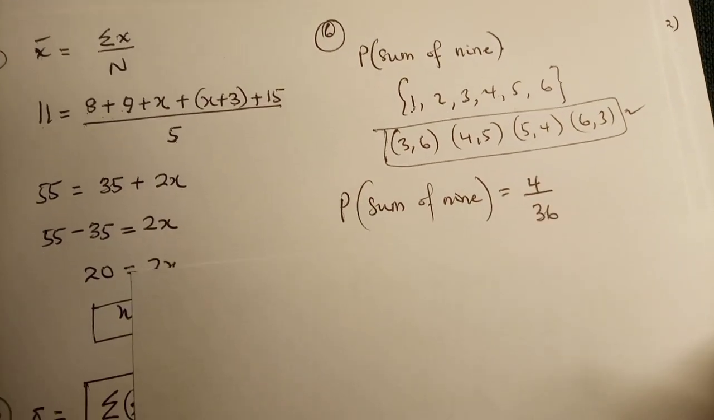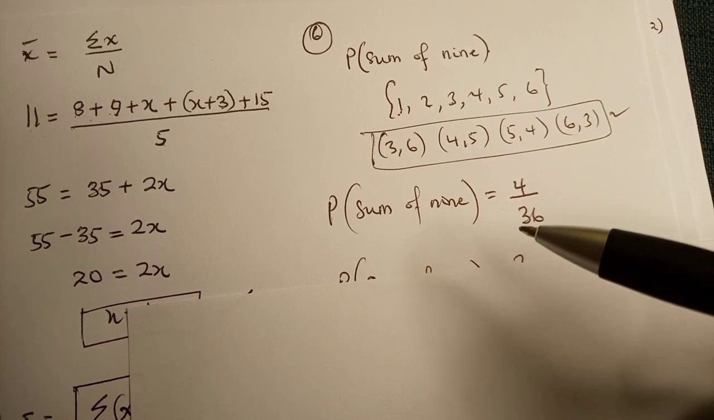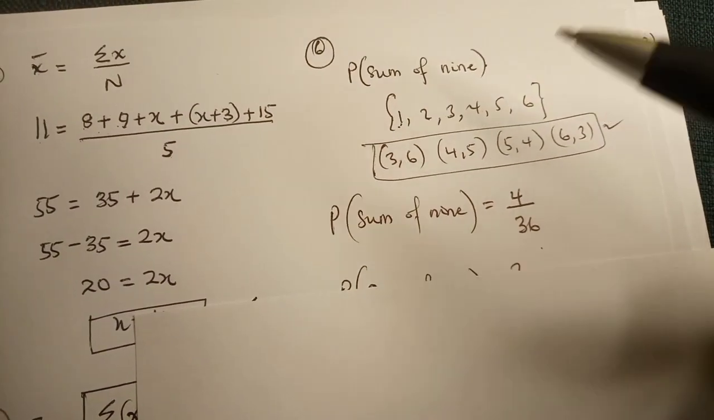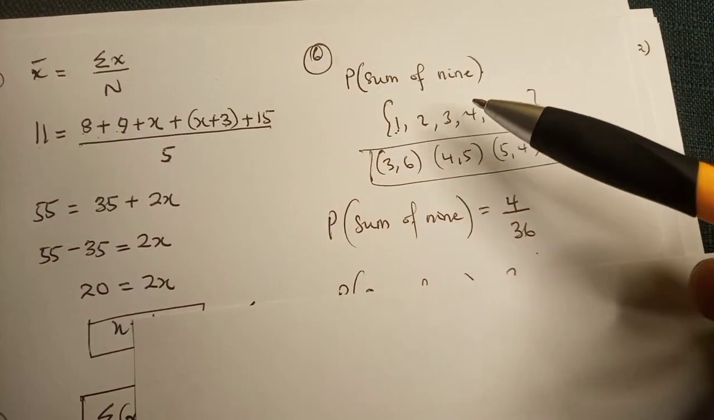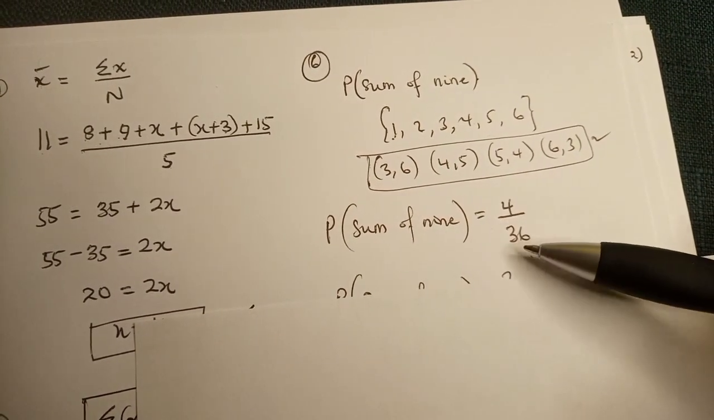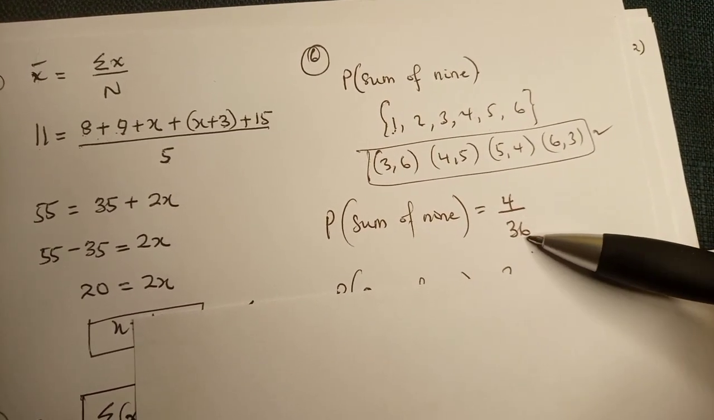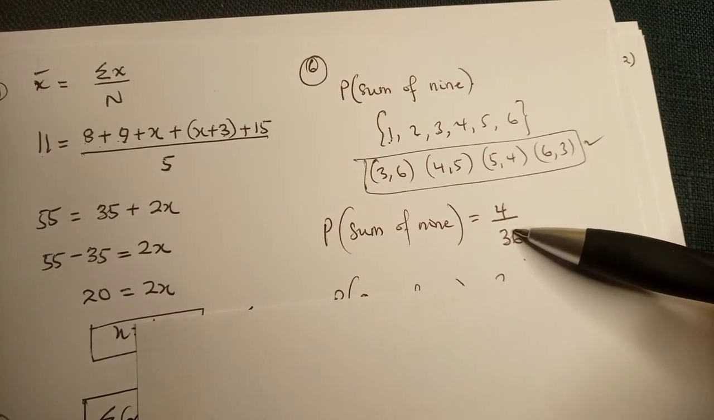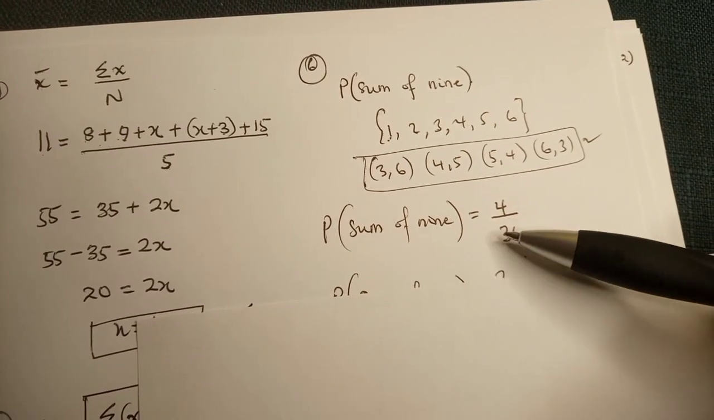Out of the total outcomes, that is, the sample space, we have 4 on 36, because there are 6 by 6, so 6 times 6 is 36. So you have 4 on 36 of all the total outcomes. This is for the first probability, the sum of 9.